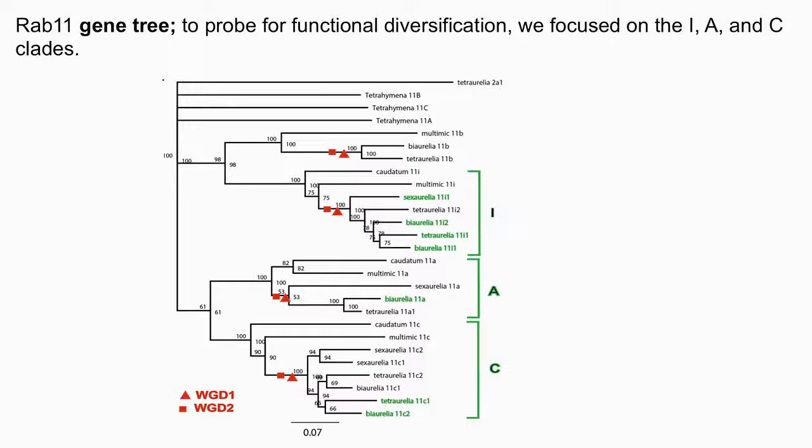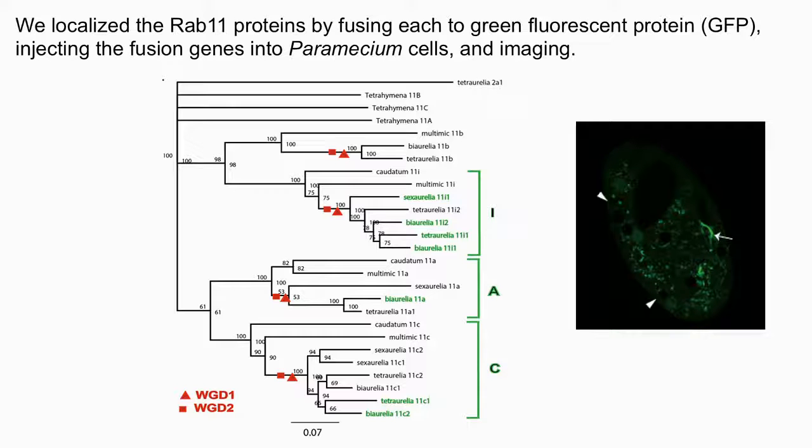And in terms of the genes that I chose to focus on, they're in green on this gene tree. These are genes from Sexarelia, Tetrarelia, Biaurelia, as well as the 2 outgroups that were on that earlier tree, Caudatum and Multimec. And remember that these predate the 2 whole genome duplications, which I have here. So the 7 genes that I chose to localize for this study are in green. I made GFP fusions of each one and looked at them in their native cells. Each one is localized in either Biaurelia, Tet, or Sex, depending on the gene.